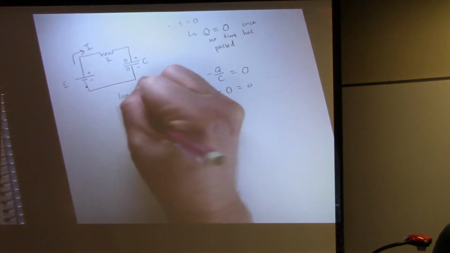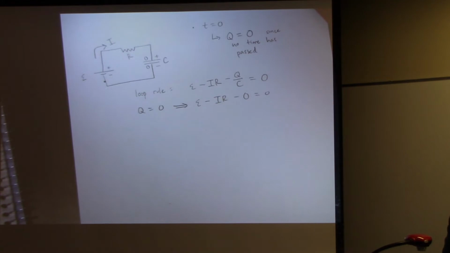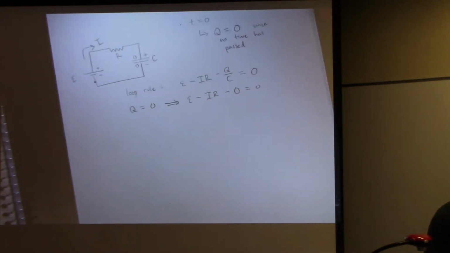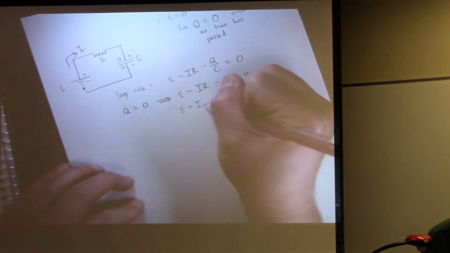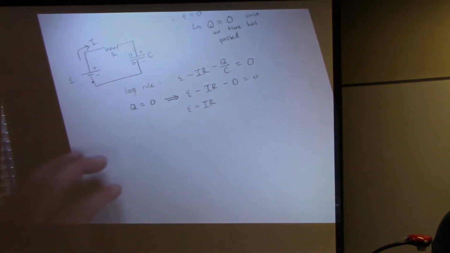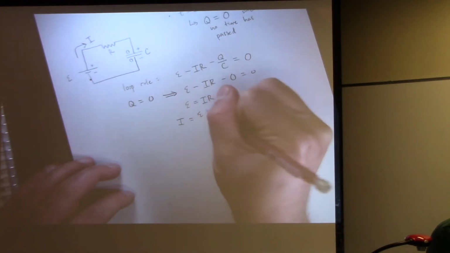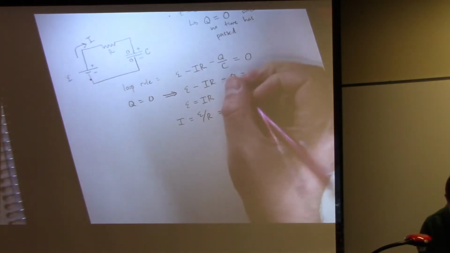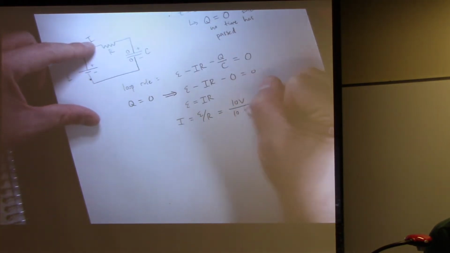So set Q to 0 because no time has passed and we don't even have any charge building up yet. So we get something kind of simple, which is epsilon is equal to I times R. So the current is epsilon divided by R, and these were both exactly equal to 10. So we have 10 volts over 10 ohms, which is a volt per amp. So 1 amp of current.